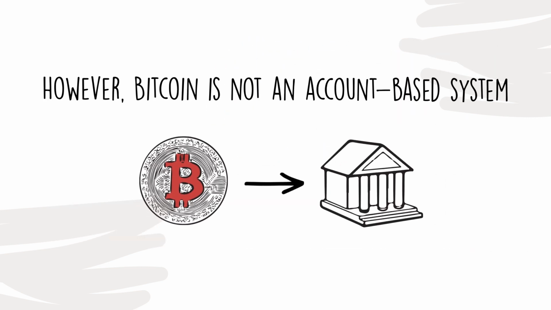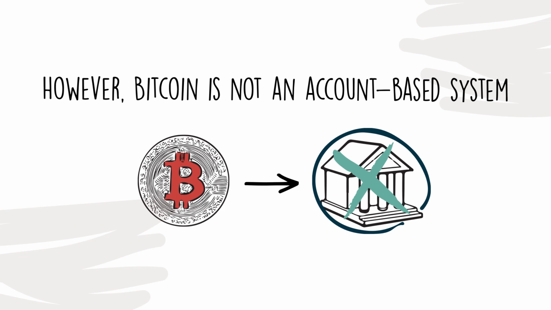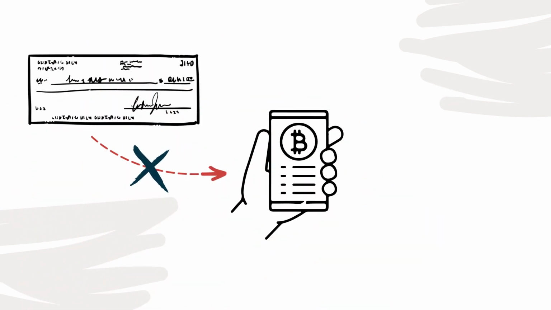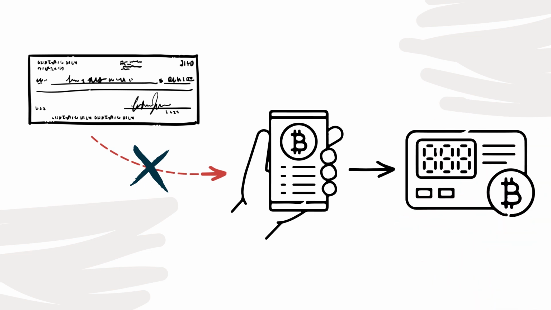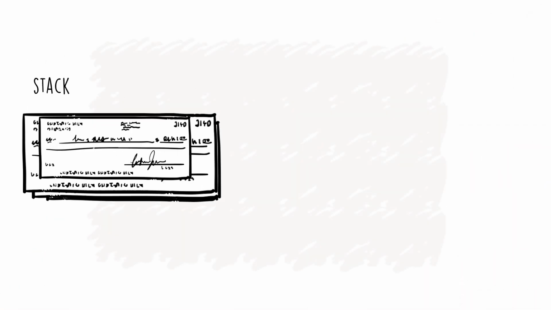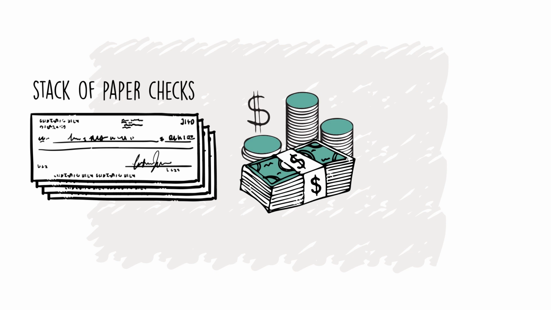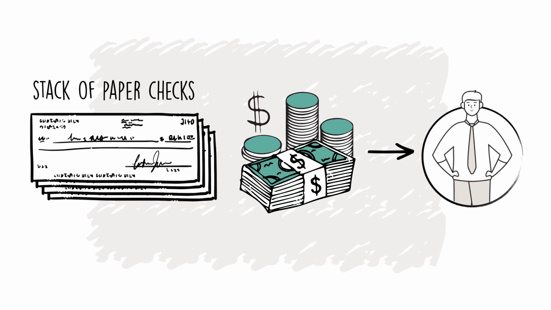However, Bitcoin is not an account-based system. What this means is that it is missing the step where you deposit your paper checks into some kind of Bitcoin account and have it reflected in the balance. You simply own the stack of paper checks that you've been given, and you only use them when you want to spend the coins and send money to someone else.